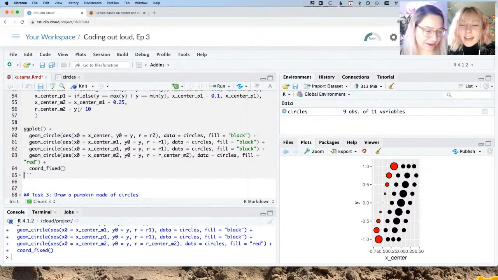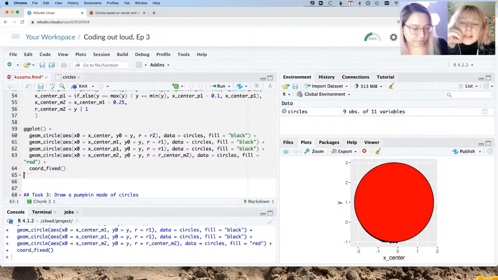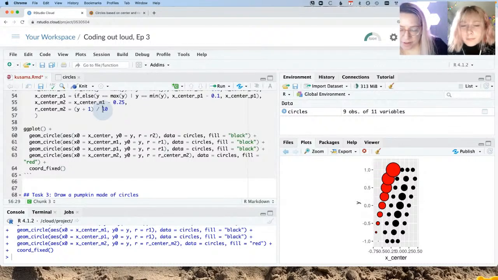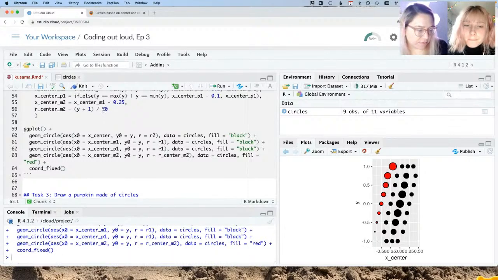Maybe if we just shift, so if we do y plus 1, divided by 10, it's going to be crazy large again. But that way we should get rid of our negative values. Okay, getting there. So we just need to divide by a bigger number, maybe? There we go. I think that looks fine.